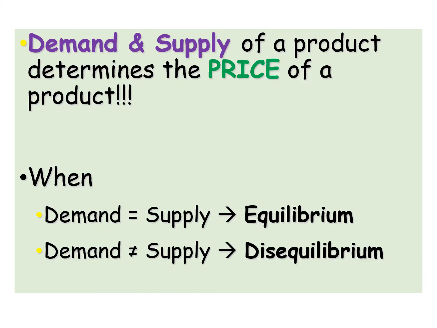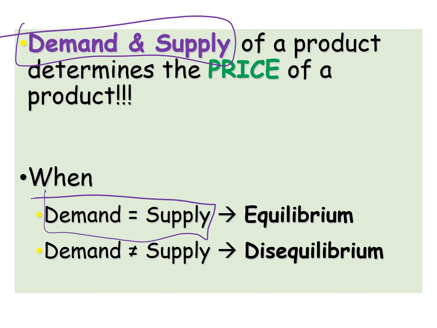Here, who decides? It's both demand and supply of a product. So the buying of a product and how much the producers are producing of that particular product. This is what determines the price. When the demand is equal to the supply, this is what we call equilibrium. When the demand is greater or less than the supply, then this would be called disequilibrium. So when people are demanding more or less than what is available.